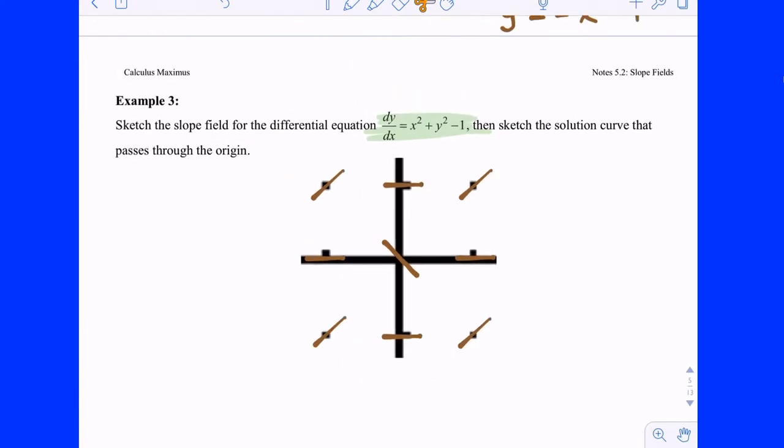Now look at that guy. That thing looks discombobulated, doesn't it? But I don't think we did anything wrong. Let's sketch the solution that passes through the origin.